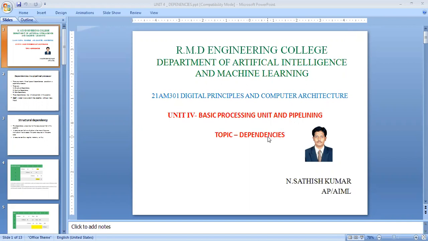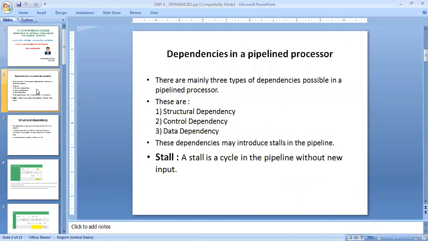Today we're going to see a topic about dependencies. In this session, we're going to discuss dependencies. These dependencies cause some stalls that affect the pipeline. That means we have several types of dependencies, and based upon those dependencies, handling various instructions may create hazards. Let me discuss them one by one.